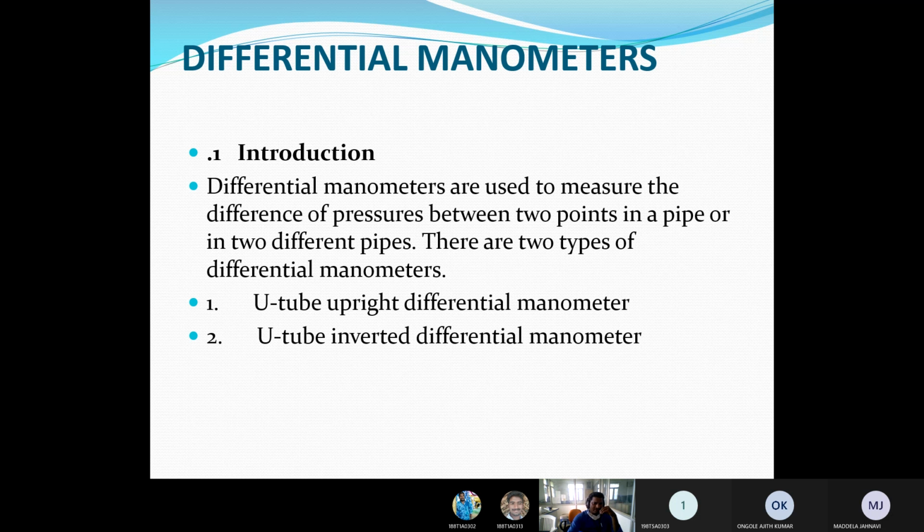Differential manometers are used to measure the difference of pressure between two points in a pipe or in two pipes. There are two types. What is meant by differential pressure? In the previous slide we discussed it. Differential pressure is nothing but the pressure difference between two points of the same pipe or two different points of two different pipes. That is called the pressure difference. So these U-tube differential manometers are of two types. One is the U-tube upright differential manometer. Another one is the U-tube inverted differential manometer.